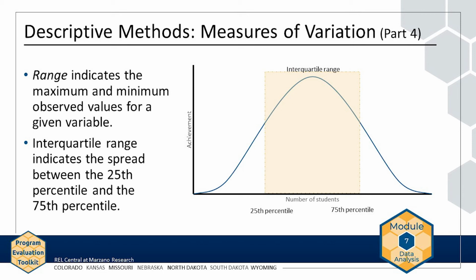Interquartile range tells you the spread between the 25th percentile and the 75th percentile. In the AMP example, the interquartile range of math achievement goes from 82 points to 92 points. This tells the evaluation team where the middle of the distribution lies. Because the interquartile range is not influenced by extreme values or outliers, it gives a good indication of a range of middle values.